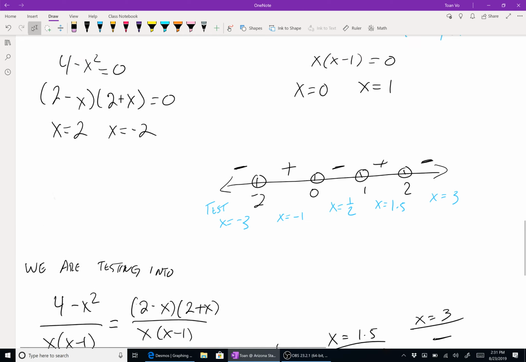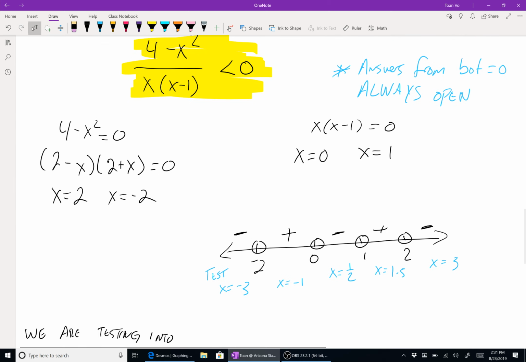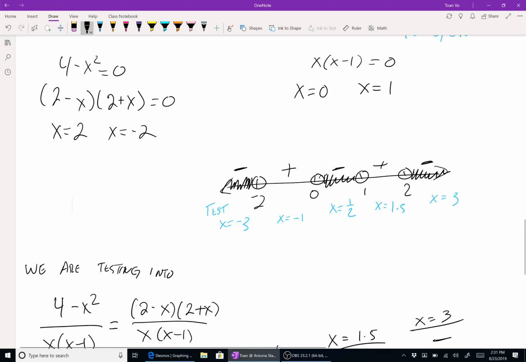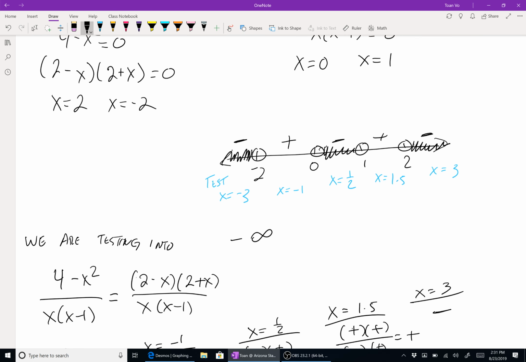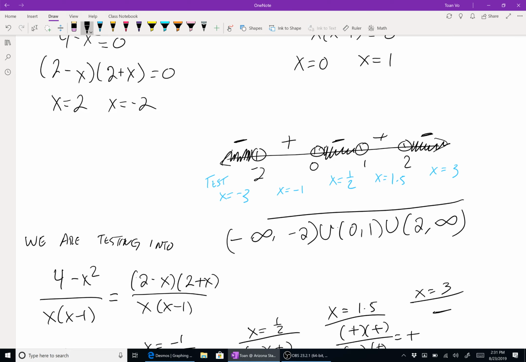So we've got to fill in our answer. Our original inequality was less than 0, positive or negative? What type of numbers are less than 0? Negative numbers. So you're shading the negative regions. So that is your answer. You start at negative infinity, go all the way to -2. Union, start at 0, go all the way to 1. Union, start at 2, go all the way to infinity. That is your answer.